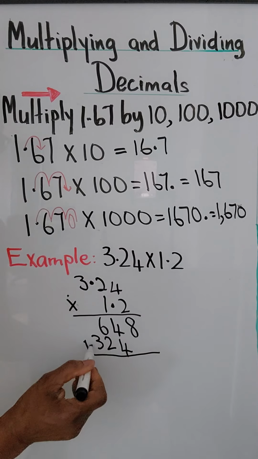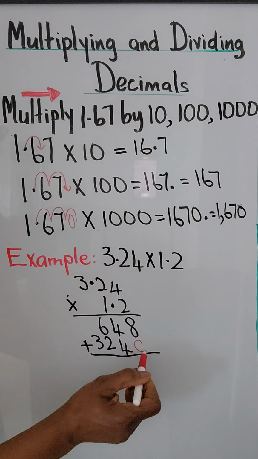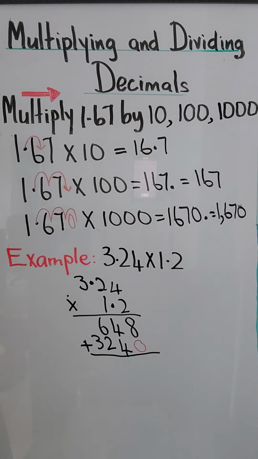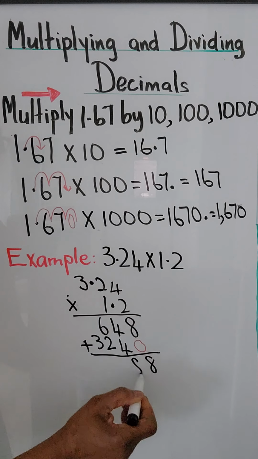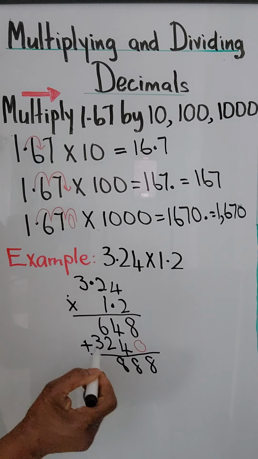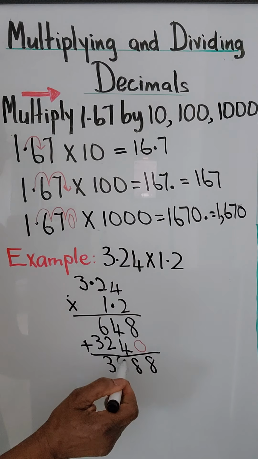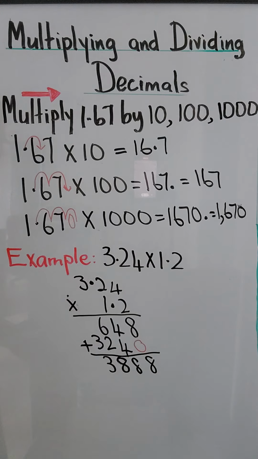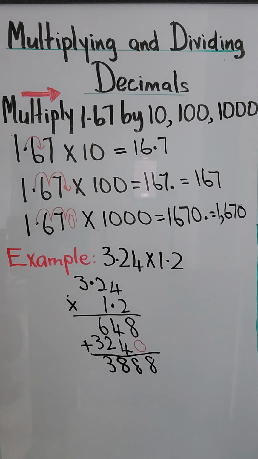And now we're going to add. We could put a 0 here if we like. 0 plus 8, 8. 4 plus 4, 8. 6 plus 2, 8. 3 plus nothing, 3. So we have multiplied 324 by 12, and we get 3,888. Now we have to see where to put our decimal point.